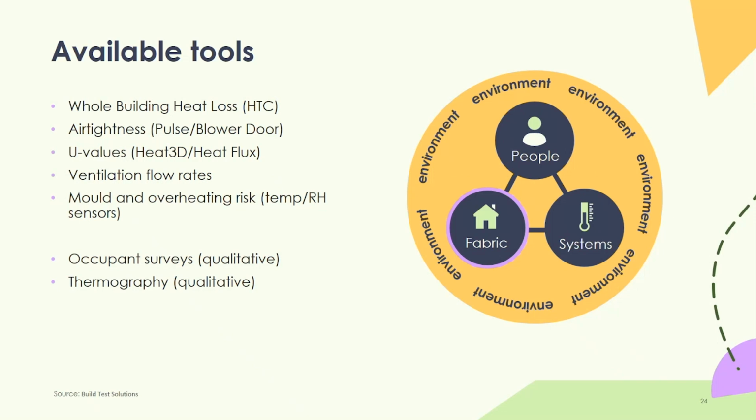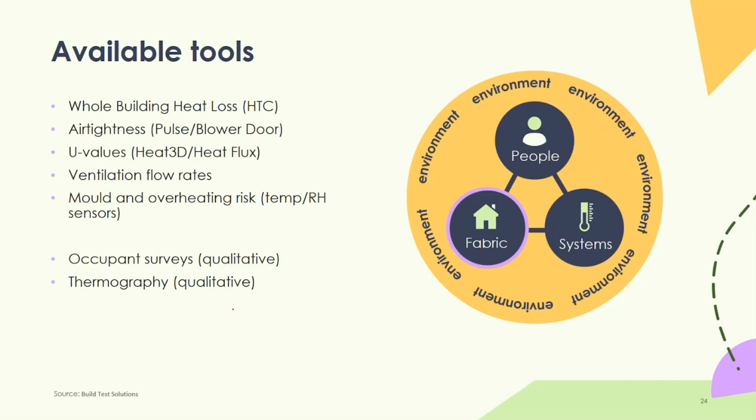So the academic incumbent method here is the heat flux plates. Something we've been involved in developing is a method called Heat 3D, and we can measure ventilation flow rates. We can measure and evaluate mold and overheating risk by using temperature and relative humidity sensors. There is also a lot to be said for carrying out occupant surveys, so garnering the views of the occupants. They're often a good sensor in their own right in terms of where the building is most comfortable and usable, and vice versa. And thermography is a useful tool, but we should acknowledge that it's purely qualitative.